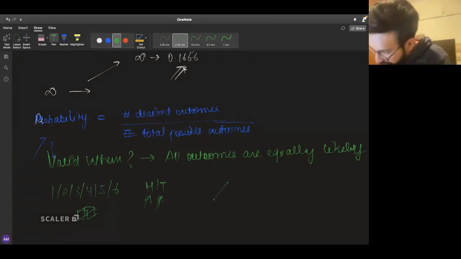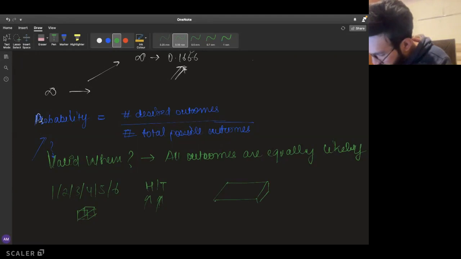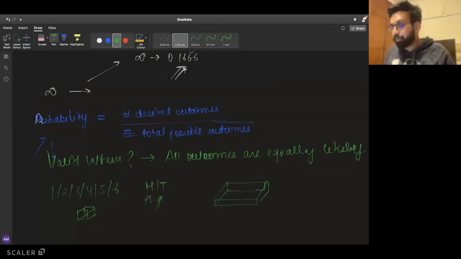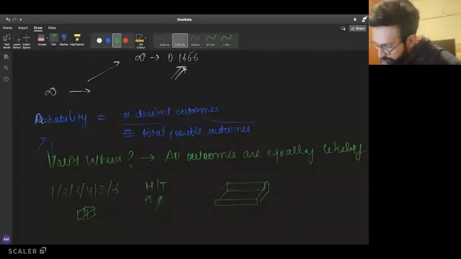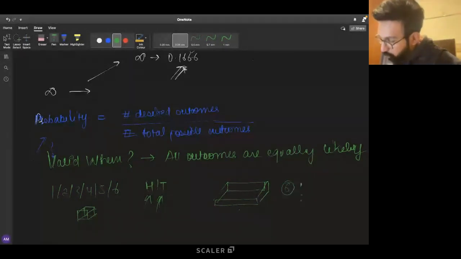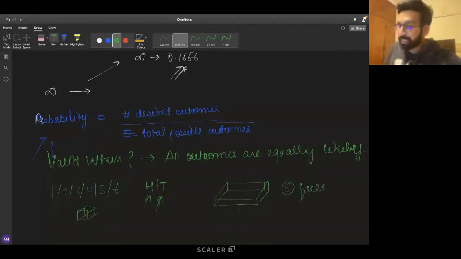Something like a matchstick box. If you see, a matchstick box looks like this. Do you think it would be equally probable to get any face if you just throw this matchstick box? So it has how many faces? 1, 2, 3, 4, and 5, 6. Six faces. Do you think all these 6 faces will have equal probability of appearing?